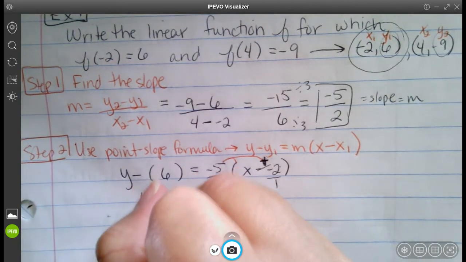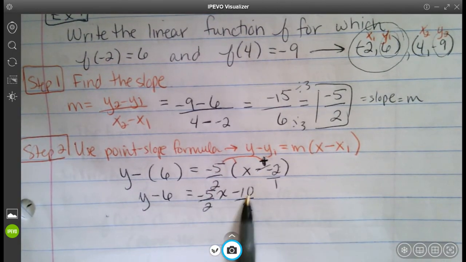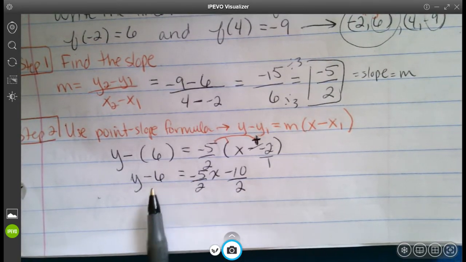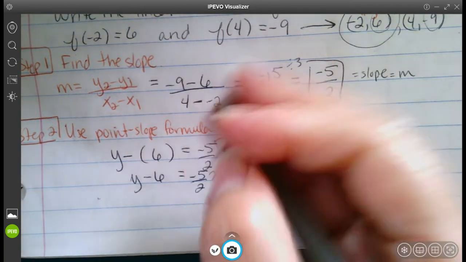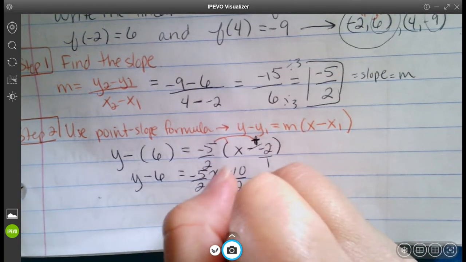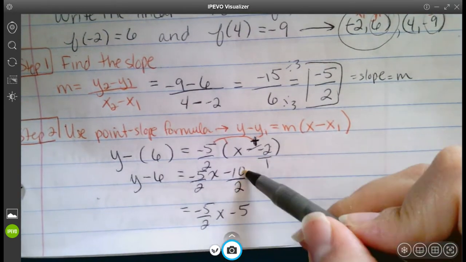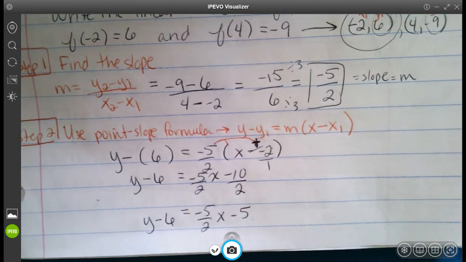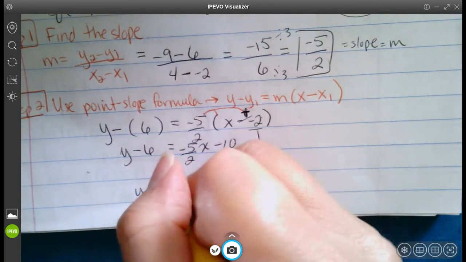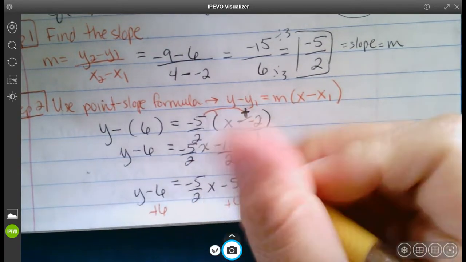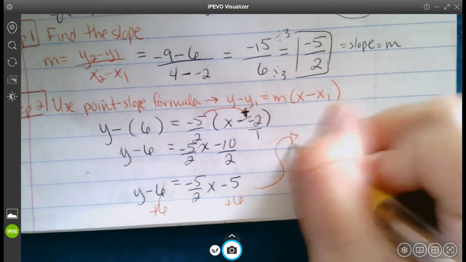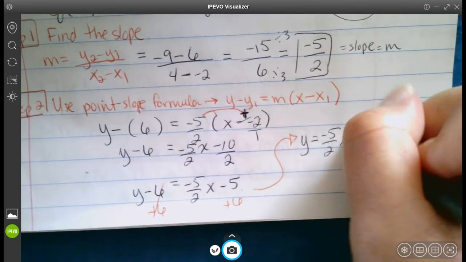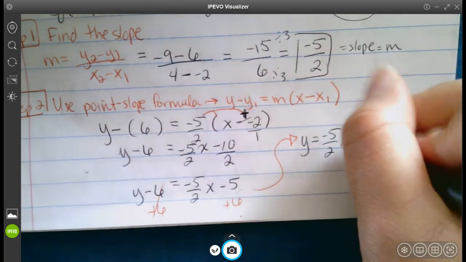Remember we still have this y minus 6 over here. And I'm going to go ahead and reduce this. If it stayed as a fraction that you can't reduce, then you're going to have to find a common denominator. But this one, luckily for us, reduces. So this is going to be negative 5 over 2x minus 5, because 10 divided by 2 is 5. Bring that down, minus 6. And now I just have to add the 6 to get rid of it on the left side. So it looks like my answer is going to be y equals negative 5 halves x. Negative 5 plus 6 is positive 1.